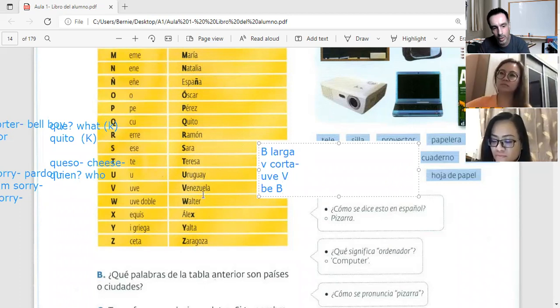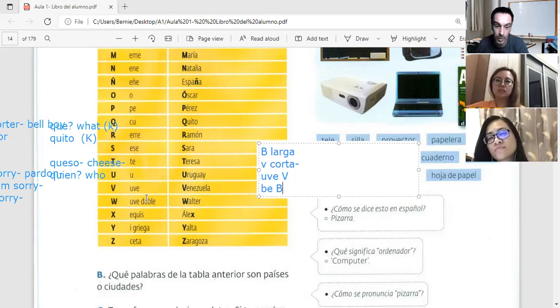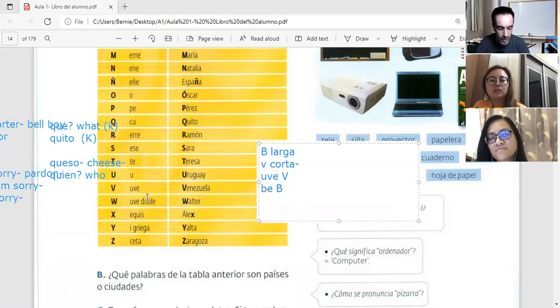That's why for the next one, we call it double W or W. And this letter also doesn't belong to the Spanish. We took it from the English because we don't have how to say water and all this kind of things. So we just took it from there.